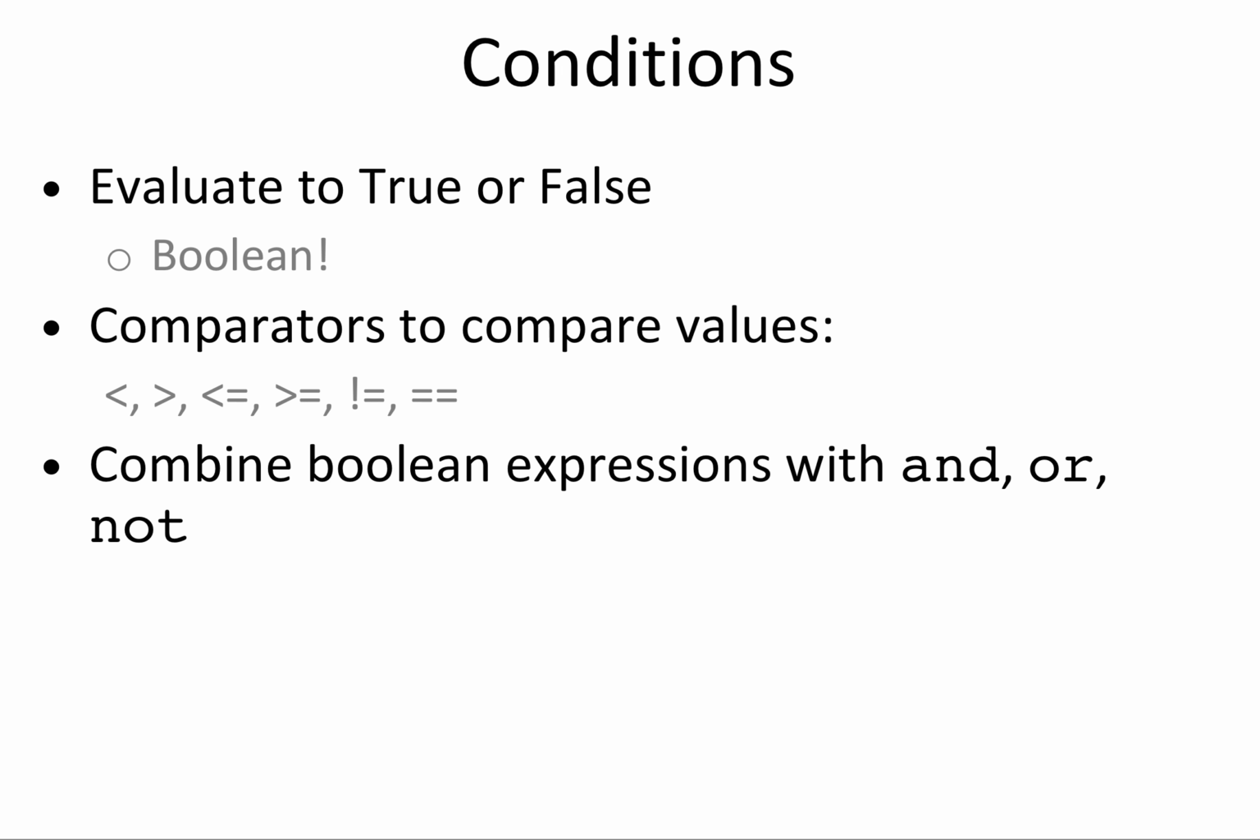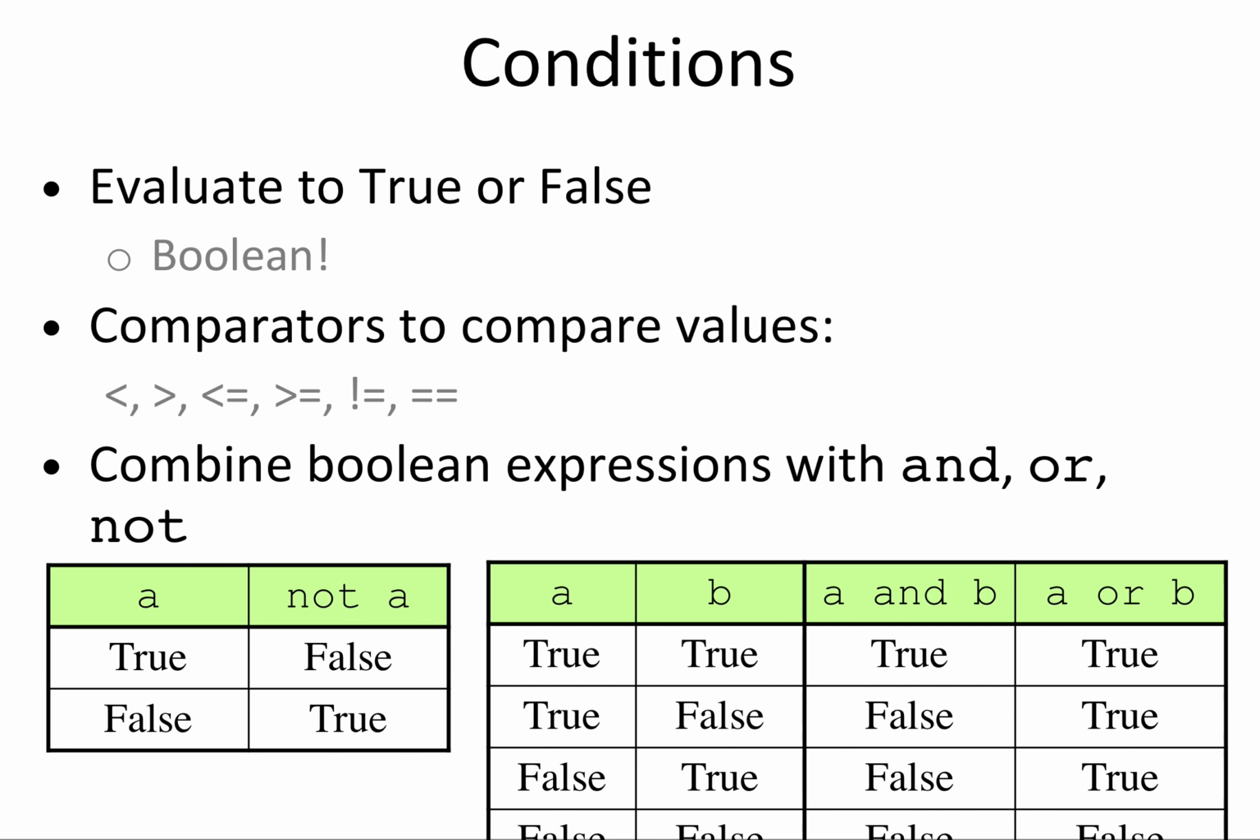Now, we've got our comparators. Let's say we want to put our comparators together. What if we want a value, let's say we are looking for a range in the temperature. We want the temperature to be greater than 32 but less than 98. Well, the way we can do that is we can combine Boolean expressions with and, or, and not. So what does that look like?